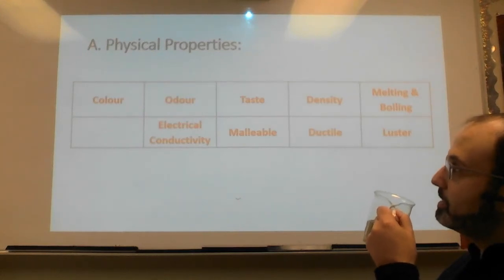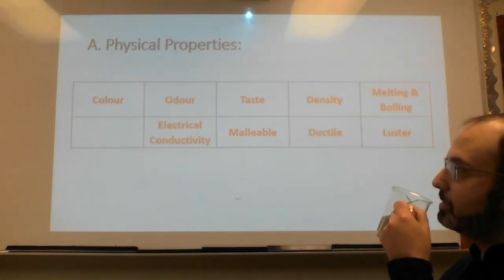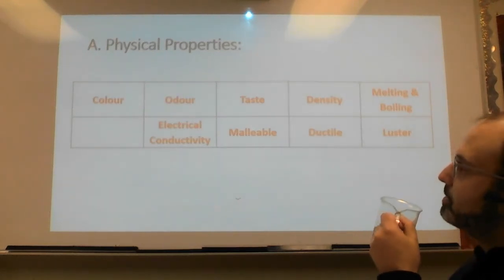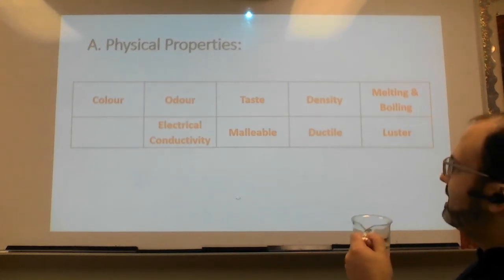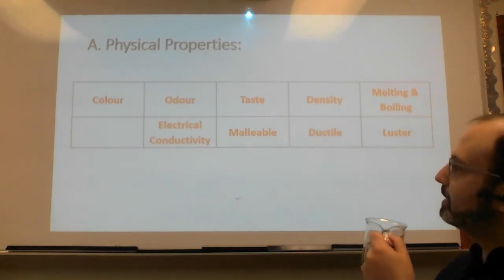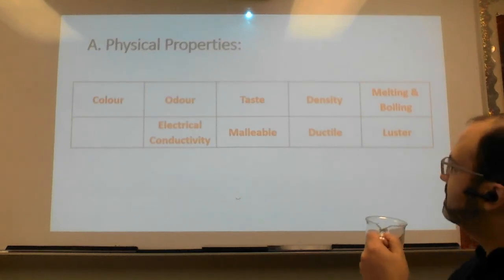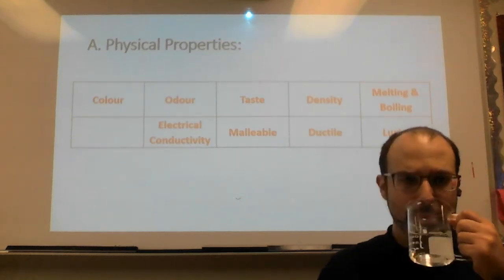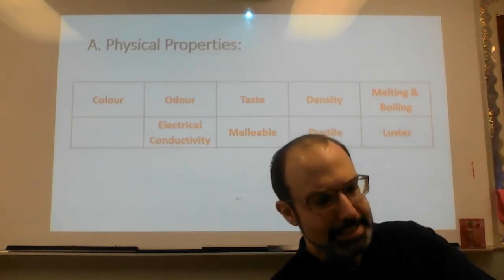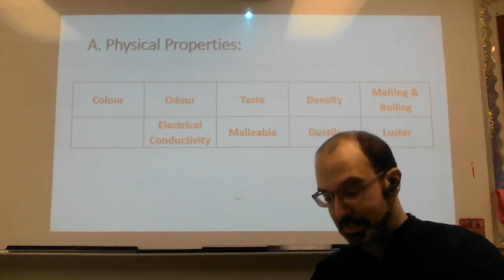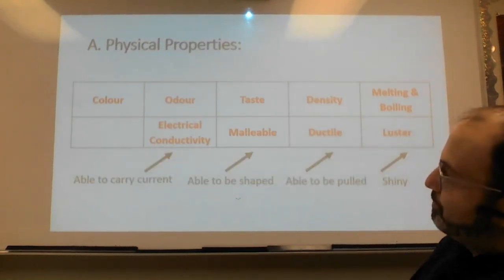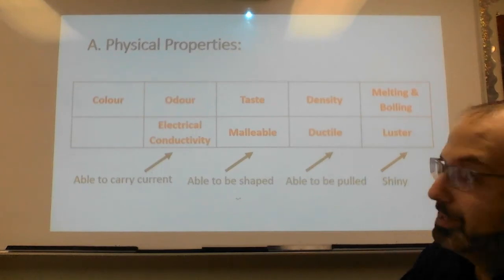So here are some examples of physical properties, right? You guys have got some blanks to fill in here. You got color, odor, taste, density, melting and boiling point, electric conductivity, malleability, ductile, or luster. All of these, especially these last ones, are probably ones that you're not as familiar with.